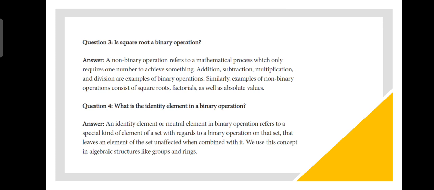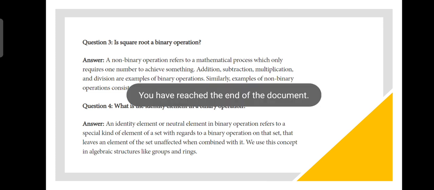Next question: what is identity element? The identity element in a binary operation, as we have already discussed, is the element which, when operated with any element of the set, gives the element unaffected. Basically, it doesn't affect my element when operated with any element of my set. Or we can say, if we combine an element with the identity element, then it will always give me the first element back. So this is the last question.